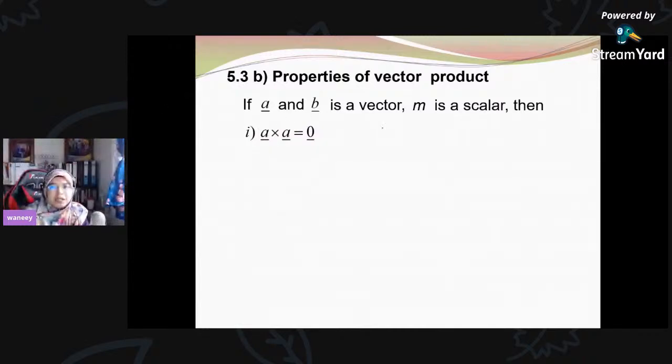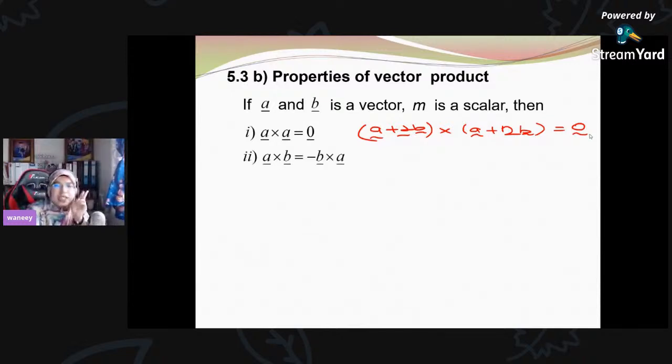So the same thing will happen if let's say you have A plus 2b, and then you cross them with A plus 2b. So as long as you are crossing with yourself, it is supposed to be equal to 0. So any vector multiplied or crossed with itself, it will become 0. So that is the first property.